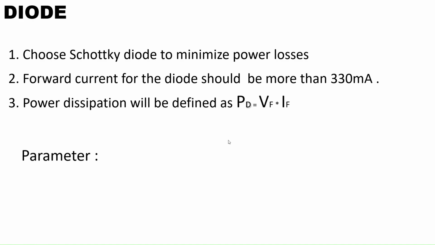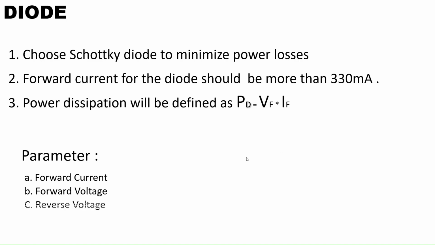What are the parameters we should consider to select the part number for the Schottky diode? One is the forward current, the second is the forward voltage, and then the reverse voltage, the package, cost, and availability. These are the major parameters we should consider before selecting the Schottky diode.